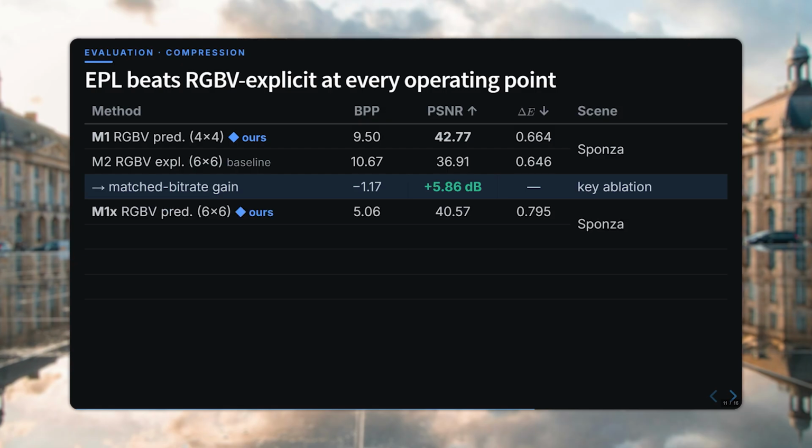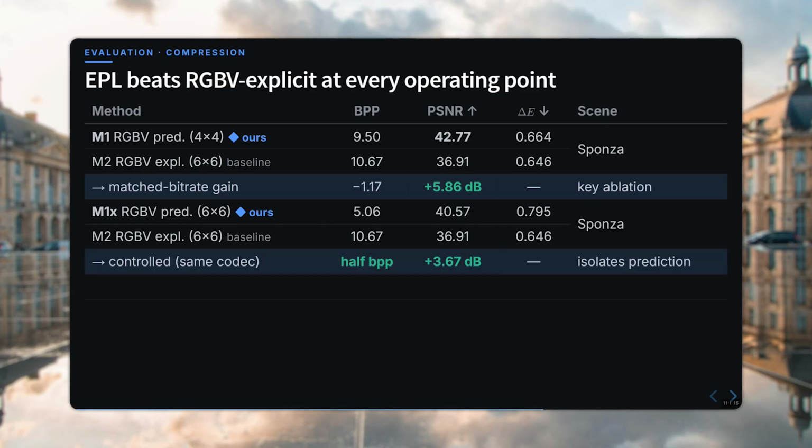Now here's the cleaner, more controlled comparison. This is our method at the same 6x6 block as the baseline. And this is the same baseline as before. So now it's the same codec, and we still get 3.67 dB at half the bitrate, and that lets us isolate the benefit of the prediction from the codec itself. Then on Village, which is the outdoor production scene, we get plus 2.18 dB.